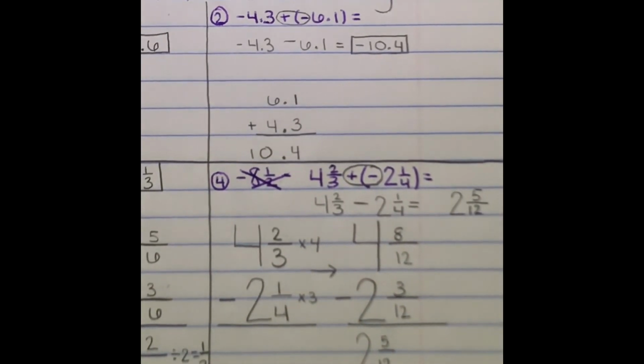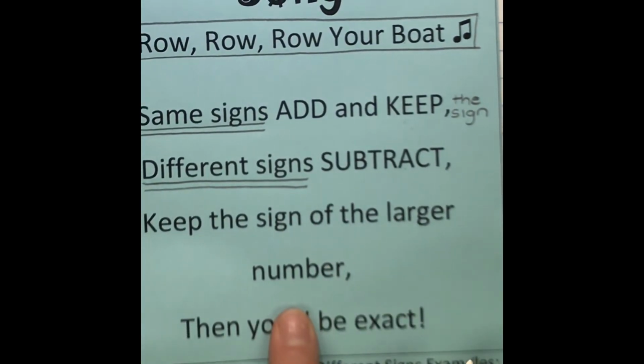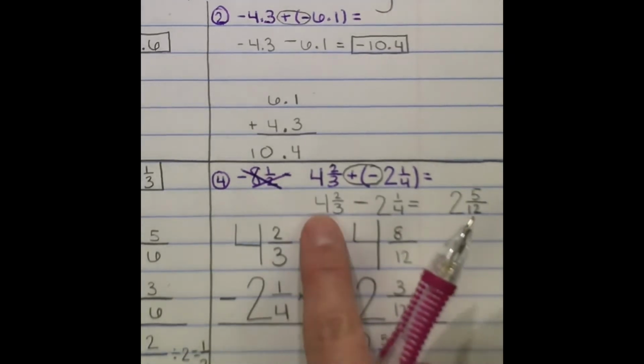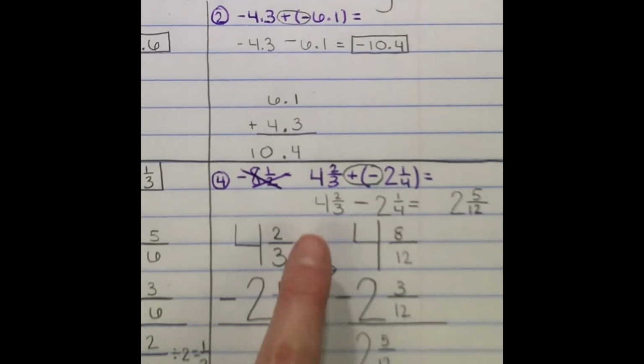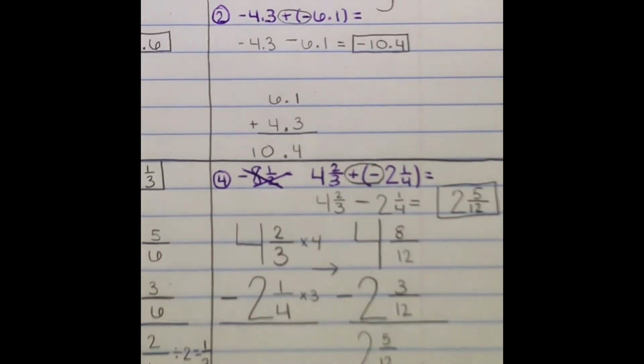But I'm not done. I have to decide, is my answer negative or positive? So I was subtracting. It says, keep the sign of the larger number. So is 4 larger or 2? 4 is larger and it's positive. That means my final answer is positive.